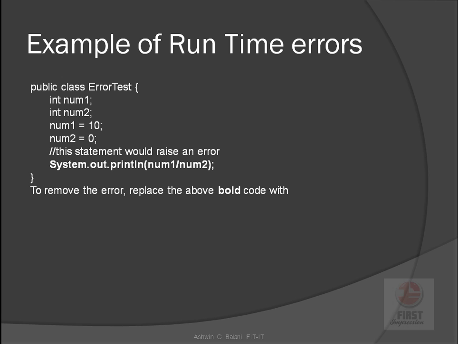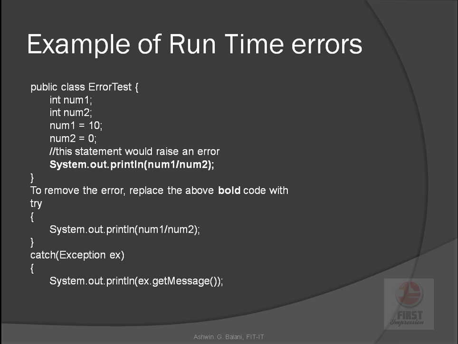So to remove this error, we have to replace the above code with try catch. Now see, in the complete program, the place where an error can occur is where you have divided num1 by num2. So we have to put this statement inside a try catch block. So we'll say try System.out.println(num1 / num2). In case there's an error over here, catch that error and print out the message that you get from that error.